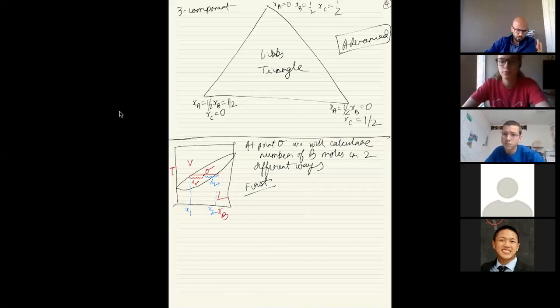So at point O, the total number of B molecules will be given by, let's say the mole fraction over here is XB at this point.